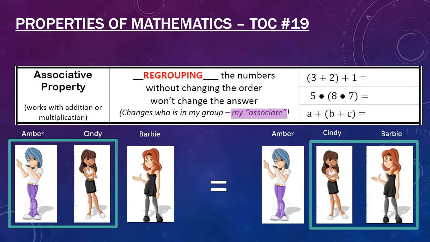So, a fun way to remember it. If you look at the pictures at the bottom, it's kind of like Amber, Cindy, and Barbie are all best friends. And one weekend, Amber and Cindy decide they're going to go to the mall, and Barbie has to stay home and babysit her little brother.